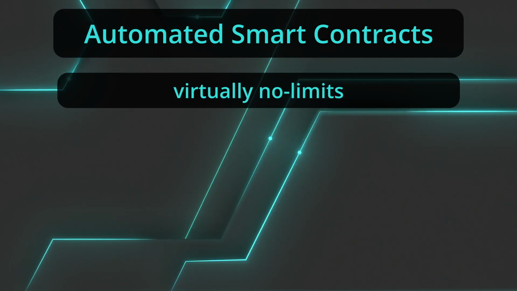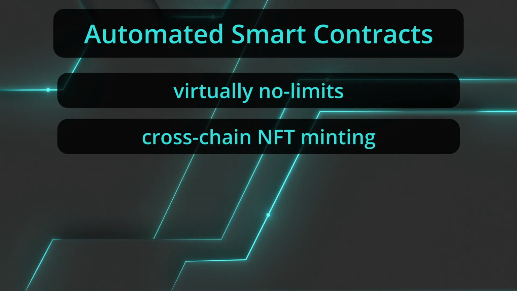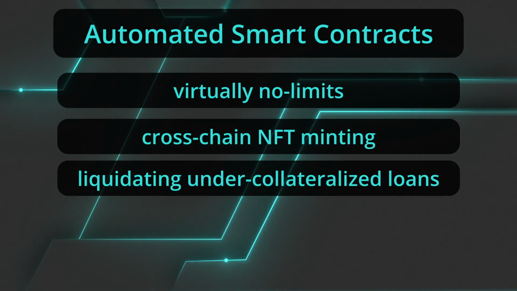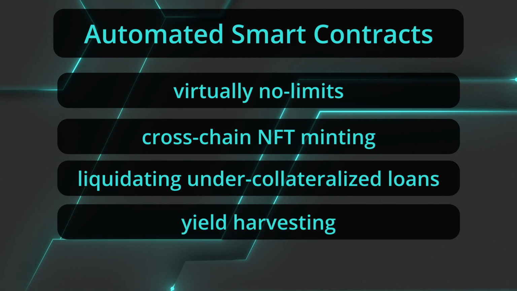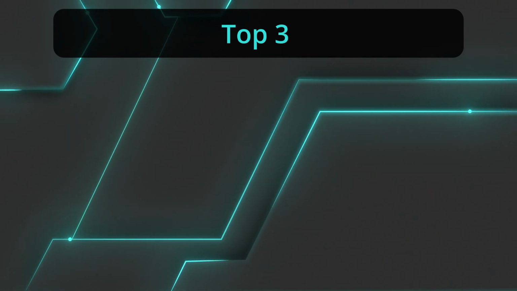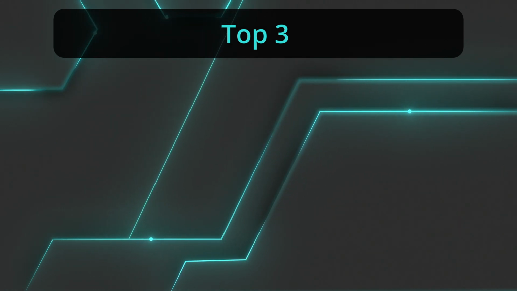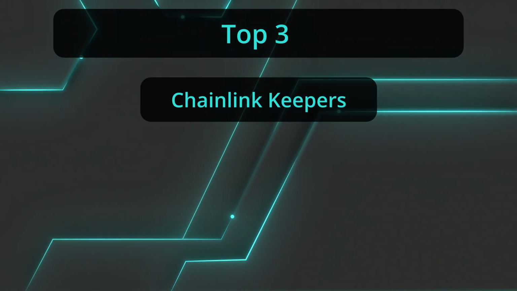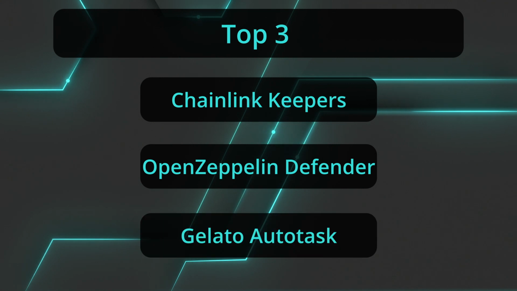And you can automate virtually anything you want, from cross-chain NFT minting to liquidating under-collateralized loans to yield harvesting to gaming, etc. And so today, I'll introduce you with a demo to our top 3 smart contract automation services, namely Chainlink Keepers, OpenZeppelin Defender, and Gelato Autotask.